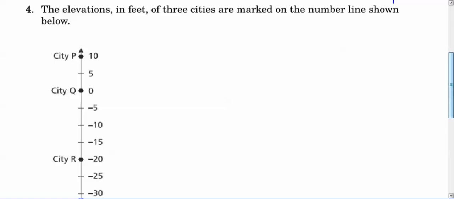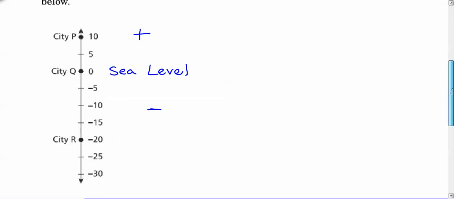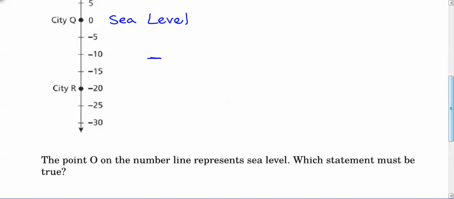So again, 0, key thing, city Q, this is what we consider sea level. And then anything up here is above sea level, it's positive, and anything below 0 would be below sea level. So let's see what it asks us. It says the point 0 on the number line represents sea level. Which statement must be true?